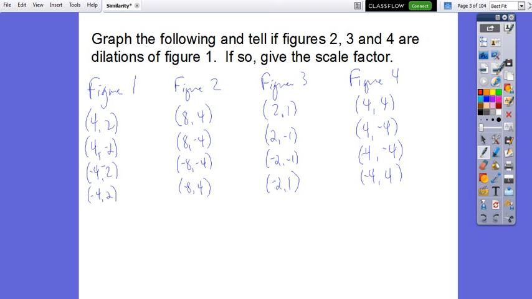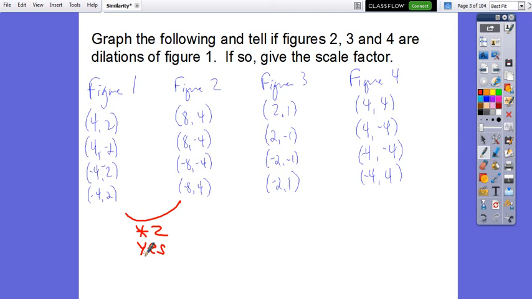All right, 4 times 2 is 8. 2 times 2 is 4. 4 times 2 is 8. Negative 2 times 2 is negative 4. Negative 4 times 2 is negative 8. Negative 2 times 2 is negative 4. Negative 4 times 2 is negative 8. 2 times 2 is 4. Is everything good on that one? So between these two, it's times 2. So the answer is yes. And the scale factor is 2.